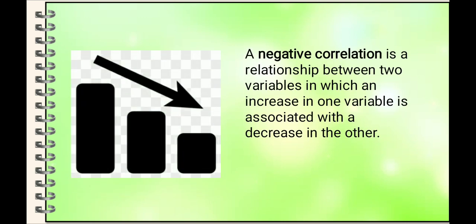A negative correlation is a relationship between two variables in which an increase in one variable is associated with a decrease in the other. An example of negative correlation would be height above sea level and temperature. As you climb the mountain, of course, there's an increase in height. It gets colder because the temperature decreases.